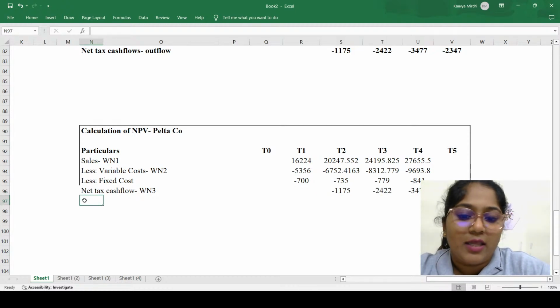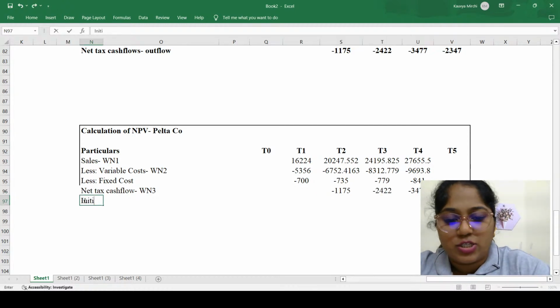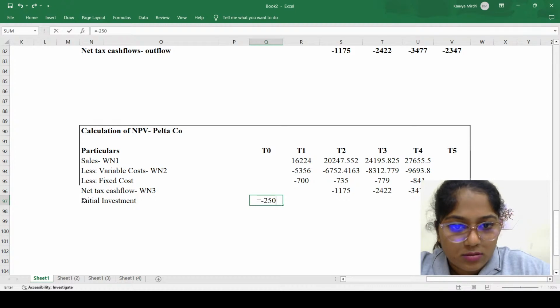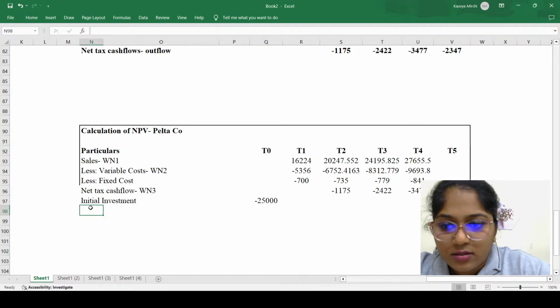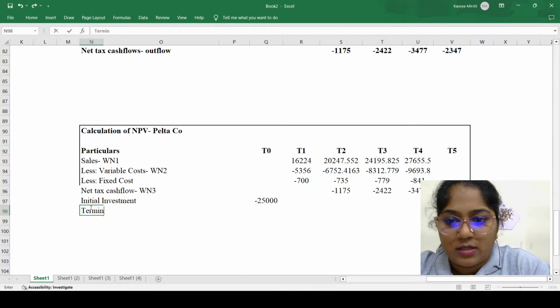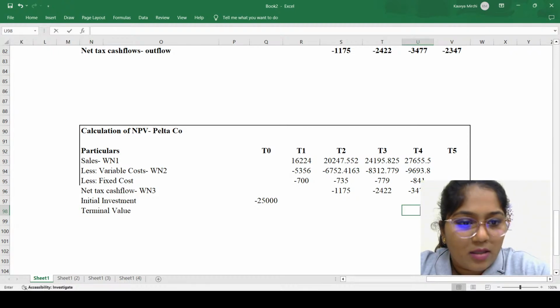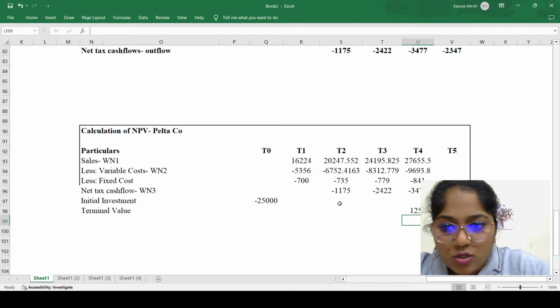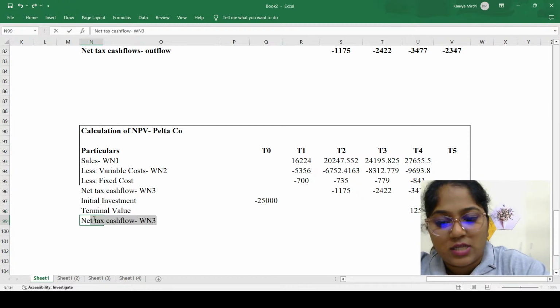Then I will write my initial investment. How much is the initial investment? 25 million. Then I'll write scrap value or terminal value. Let me write terminal value. At T4, how much is it? It will be 1250, as we already discussed and calculated. So I'll go find out my net cash flows. This is another way of doing it.